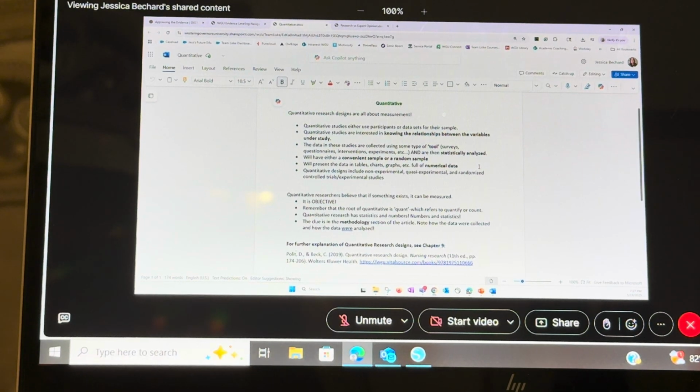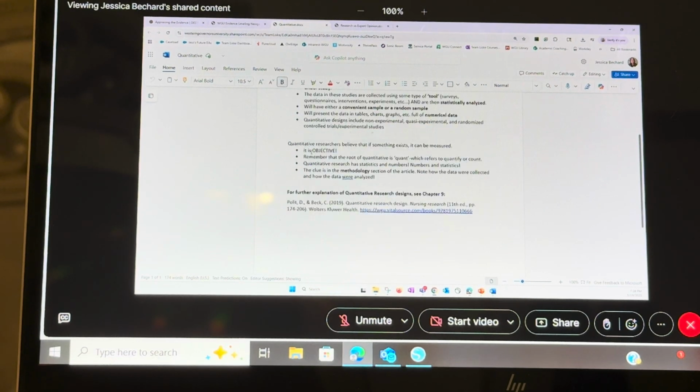The data in these studies are collected using some type of tool. They will either do a survey, a questionnaire. They may even do some type of intervention where they're looking between a control group and an intervention group. They may do an experiment where people are randomly put into the control group or intervention group. And then the results are statistically analyzed. They'll have convenient sampling or a random sampling, and they'll present the data in tables, charts, graphs, which is full of numerical data, right? Because we said quantitative has to do with numbers, okay?